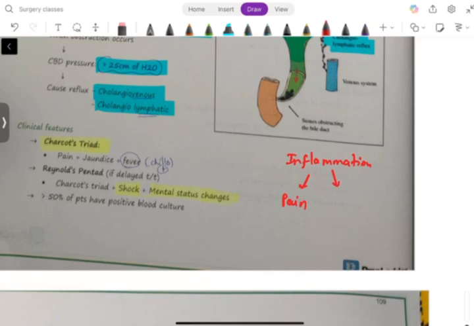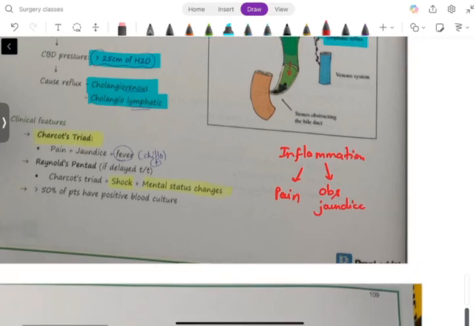After this, since there is obstruction to the bile flow, there will be obstructive jaundice. After this, because it is an infection, it will spread to systemic circulation, thus causing fever. So these three symptoms are called Charcot's triad of cholangitis. Okay? So this is Charcot's triad of cholangitis.